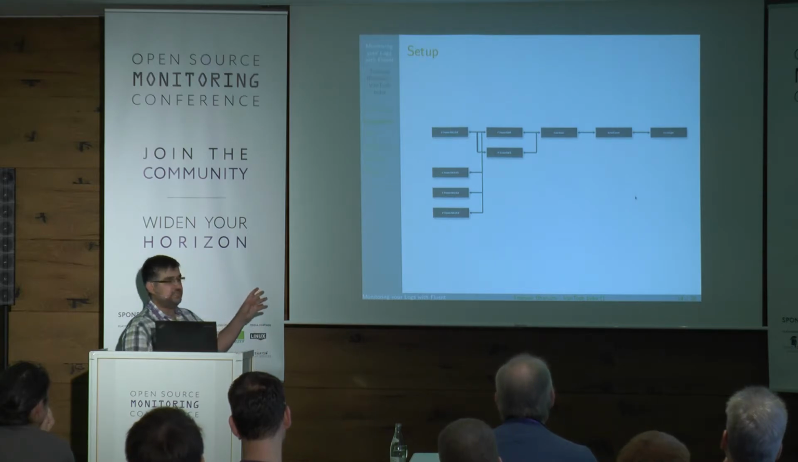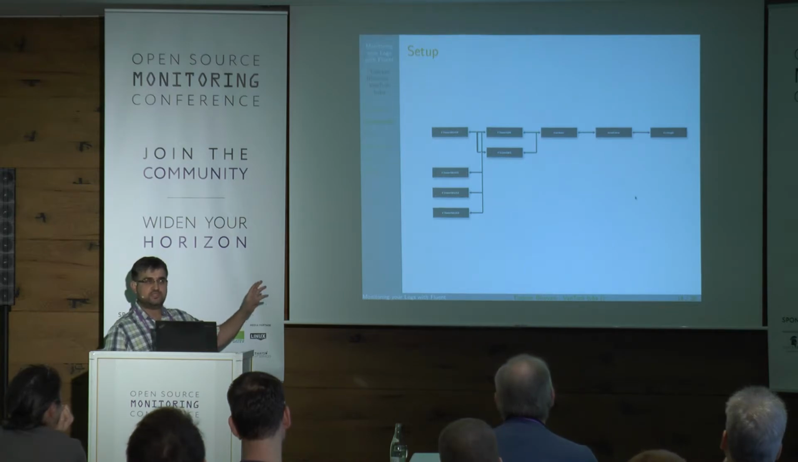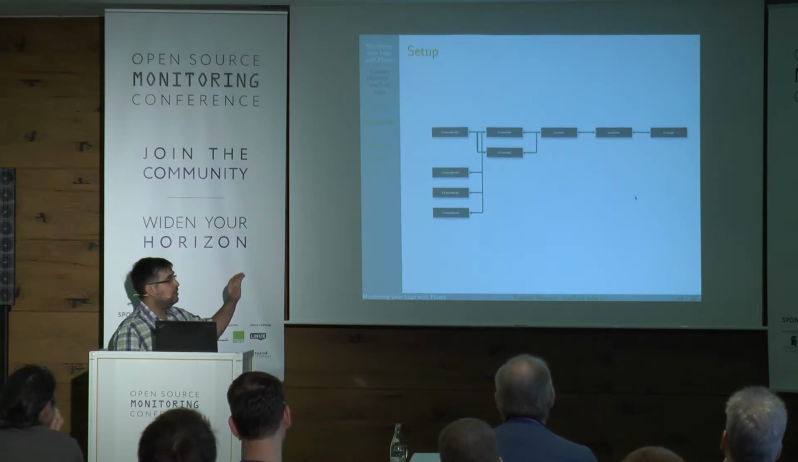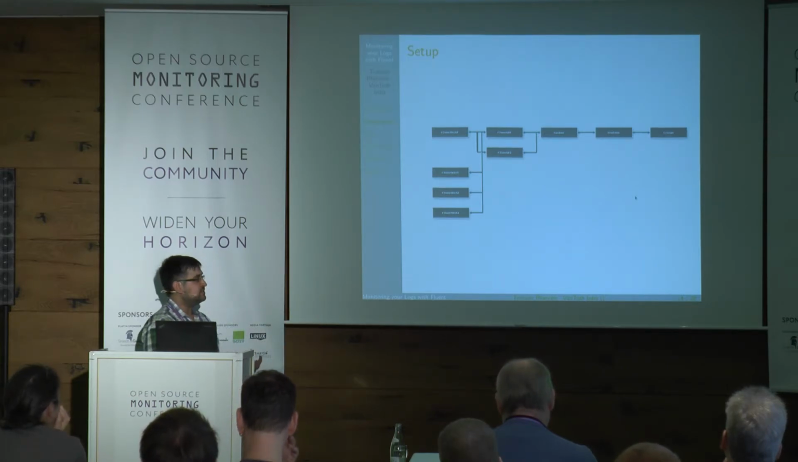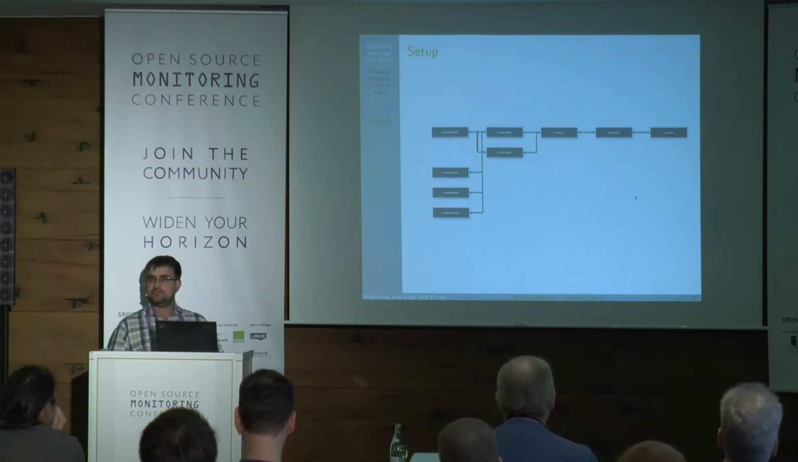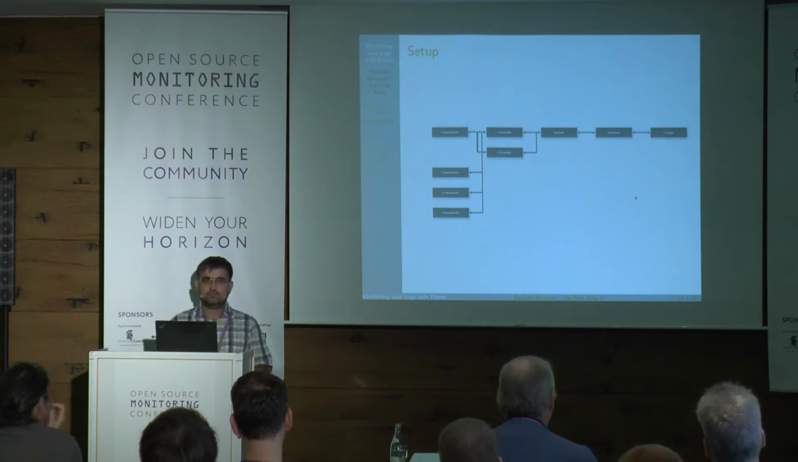And from Fluent D, then it goes into Carbon, which has all your metrics and your data. Also, all your logs there. And then Grafana does the visualization, and Icinga is more or less the front end towards the customer-facing side. Is that clear?